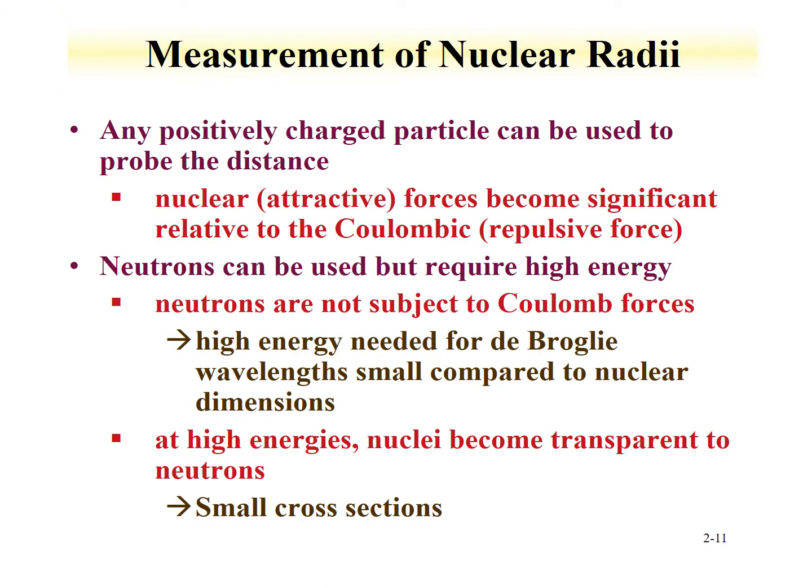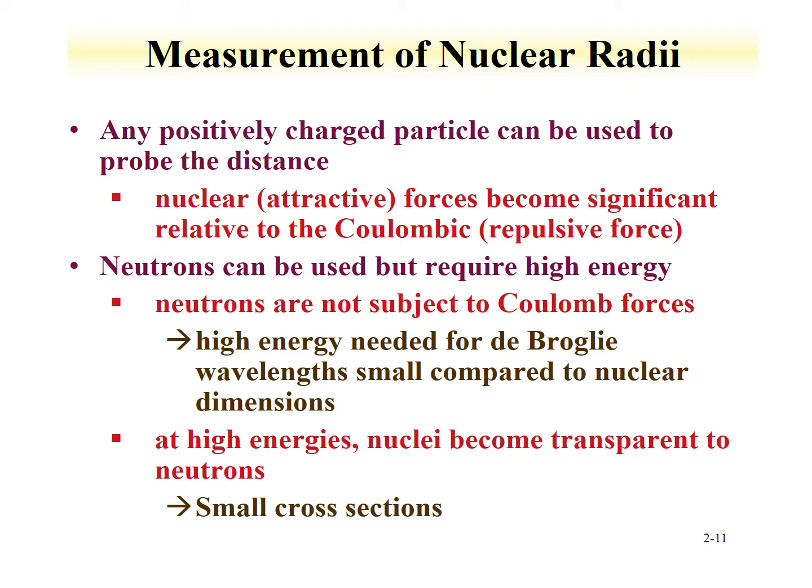In the previous slide, we talked about an alpha particle impinging on a nucleus. Basically, any positively charged particle can be used to probe the distance. I could even use electrons, so a negatively charged particle, but nuclear attractive forces become significant relative to the Coulombic forces. The closer you get, the more these nuclear attractive forces will start to override Coulombic repulsive forces. Neutrons can be used, but they're going to require higher energies because they're not subject to Coulombic forces.